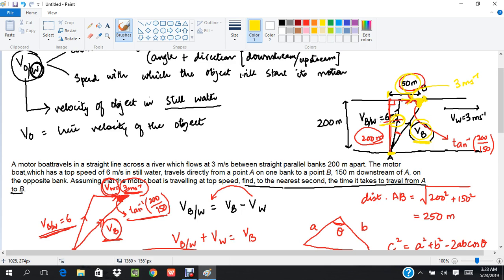The ultimate result would be a quadratic equation, which will be solved. And we will be getting VB. Dividing the distance that we had obtained by VB is going to give us the time, which is the requirement of this question. I hope this is clear. Let's move to the next question.